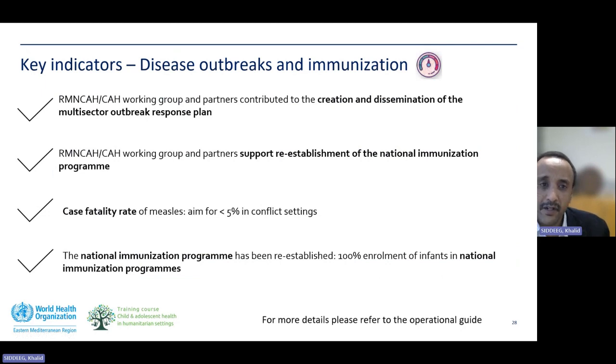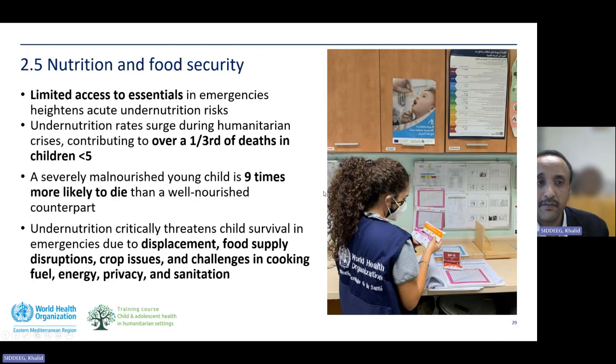So the indicators for the disease outbreaks and immunization: our working group and partners have contributed to creation and dissemination of the multi-sectoral outbreak response plan. And also our working group and partners supported the re-establishment of the national or sub-national immunization program. We have some specific indicators such as case fatality rates and national immunization program establishment. They have specific indicators, but for more indicators, please refer to the operational guide for more details.